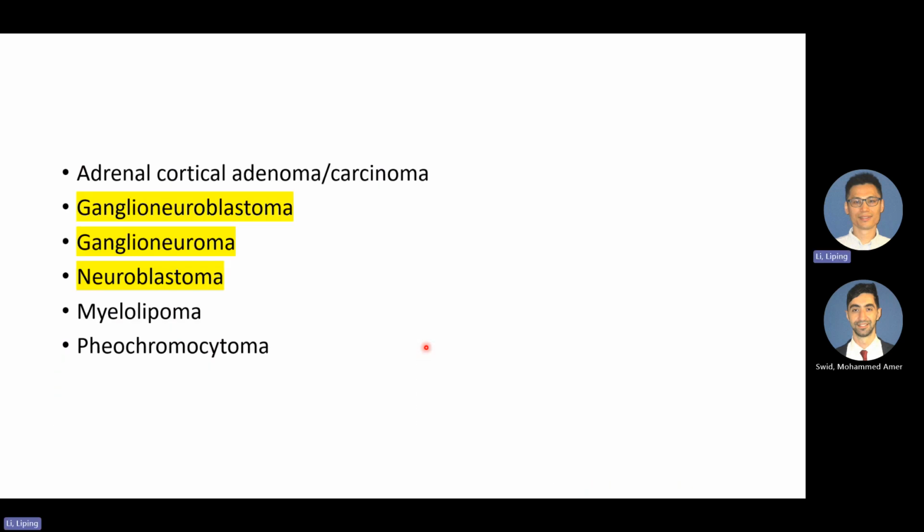And then we move to our adrenal neoplasm. So you can see a lot of diagnoses here, but actually just 4 entities. The first one is adrenal cortical adenoma/carcinoma, and then these 3 fall into the same category. And then we have myelolipoma, and then pheochromocytoma.